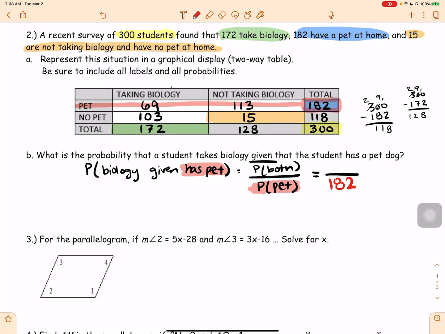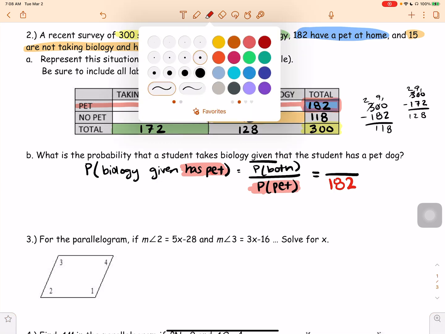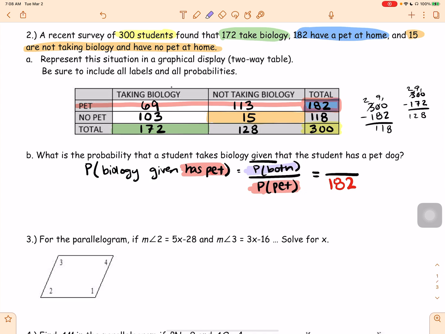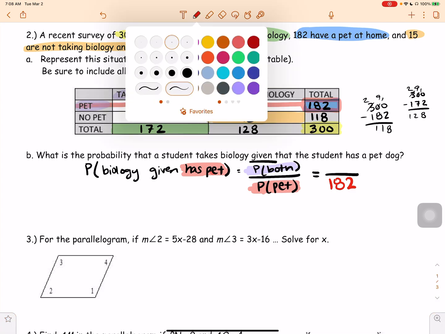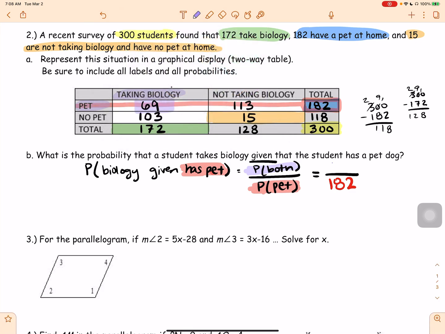Now, how many students have a pet and are taking biology? Okay, so now we have to see, well, how many students have both a pet and are taking biology? Well, we want to look at taking biology and pet. Where that intersects is at 69. Okay, so that means that 69 students have a pet and are taking biology.